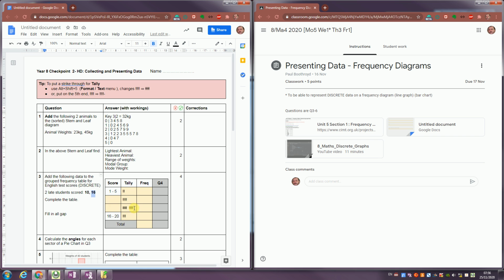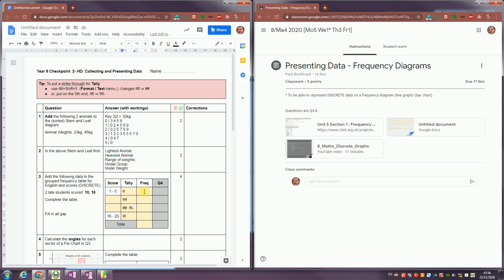If you think that this group is going to get the 16, 2 ways to show that you've got an extra one here would be to use Alt-Shift-5 and it will put a strike through that whole line. The alternative, if you can't do that easily, would be just put a little minus on the end to show that's the end of a group of 5. So both of these count as 5. So you need to enter 10 and 16 into this table once you've got some graphs.